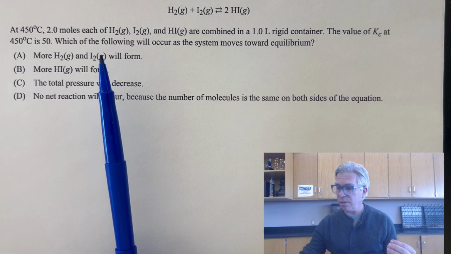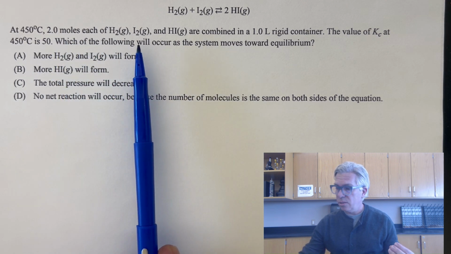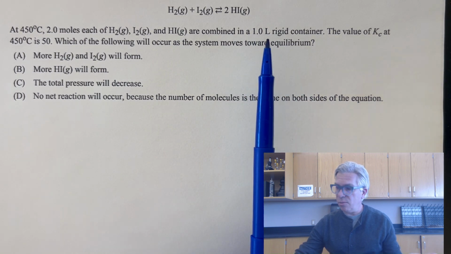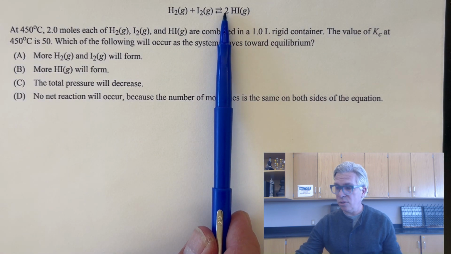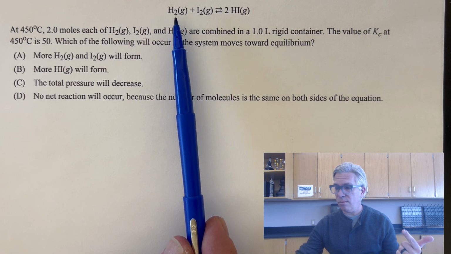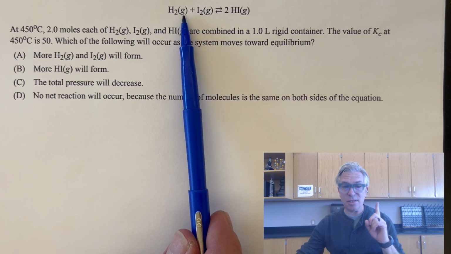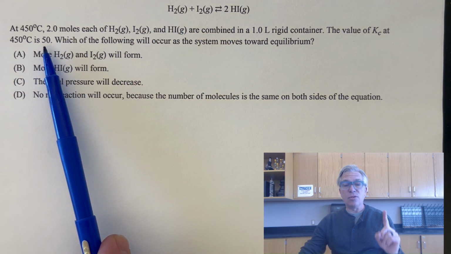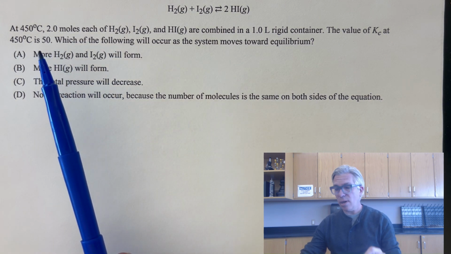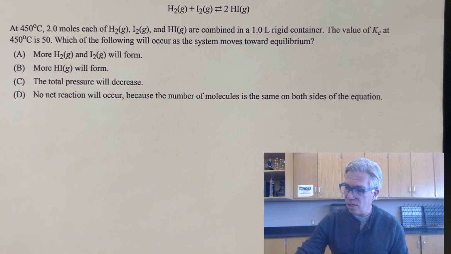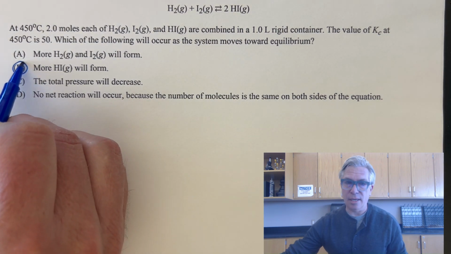So what we have to do is plug in what we have so far, 2 moles in a 1 liter container, so that's 2 moles per liter. We're going to have 2 moles per liter squared over 2 moles per liter and 2 moles per liter. I'm doing this in my head. That gets me 2 squared over 2 squared. That's going to be a Q value of 1. We're told the K value is 50. So to get to K, we need to go to the right and make more of the products, and that means that more HI is going to form as that happens.